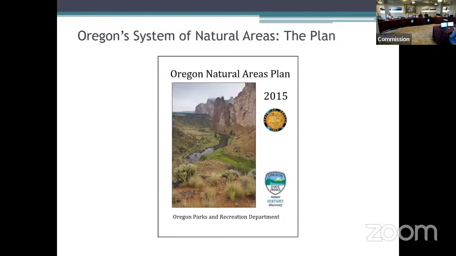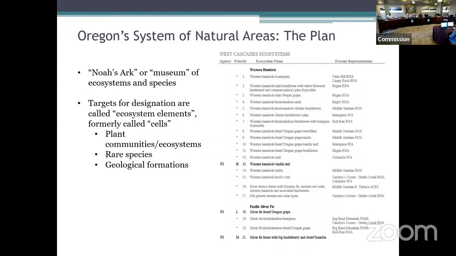So the real crucial piece of this is the plan. Everything is included in the state natural areas plan. And our last officially approved state natural areas plan was from 2015. We started a draft in 2020, and then we all know what happened in 2020. But so we need to pick that ball back up at some point. It's basically done. It just needs to be finished off. And this is kind of the backbone of what's in the plan.